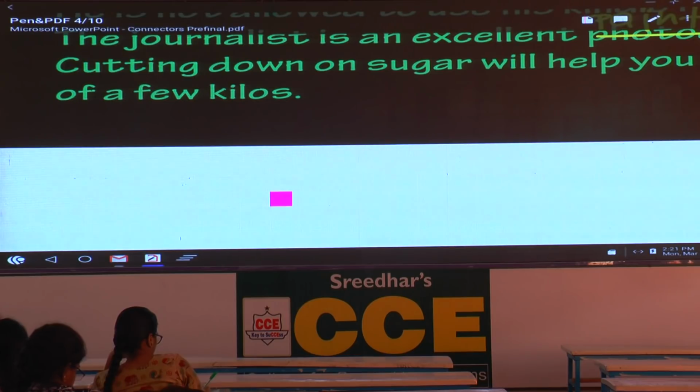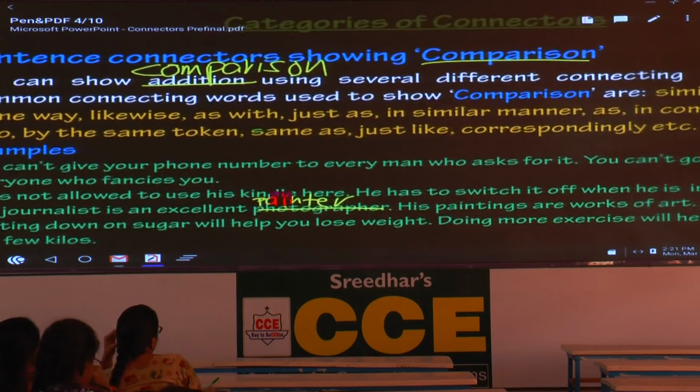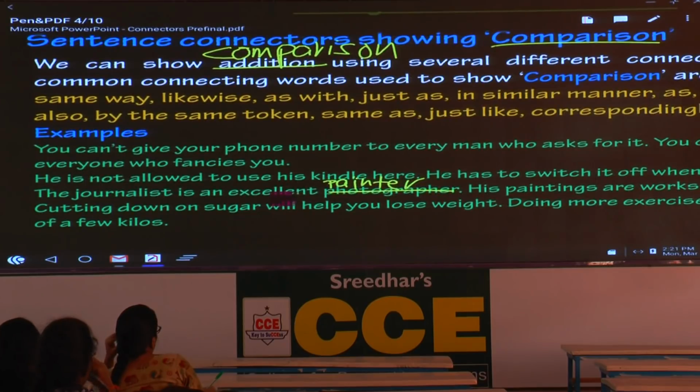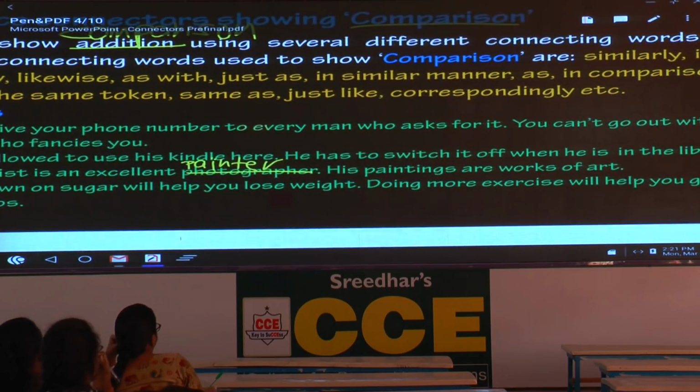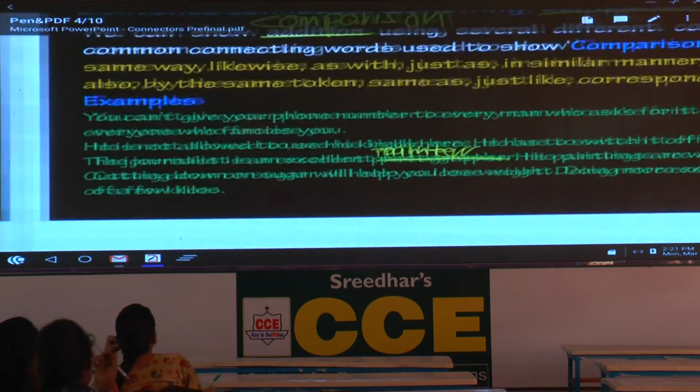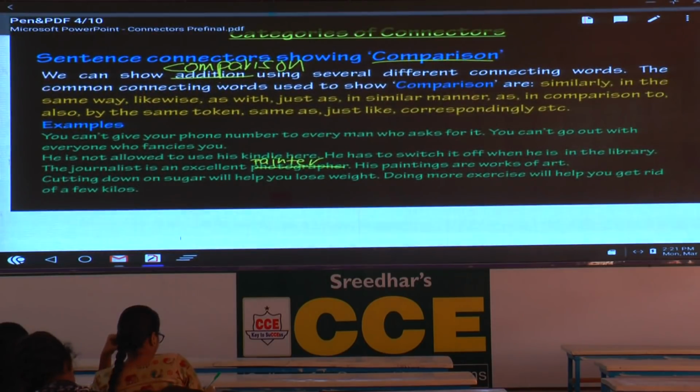So what is a connector? You could say similarly, in the same manner, any of these could be used. Likewise also could be used. In similar manner, any of these could be used. Shall I change the slide?